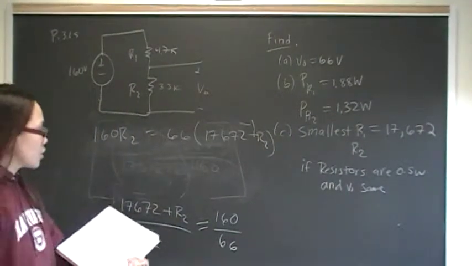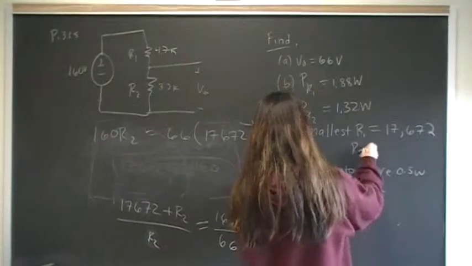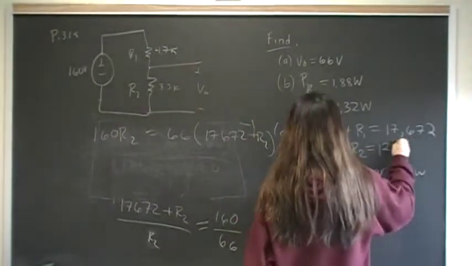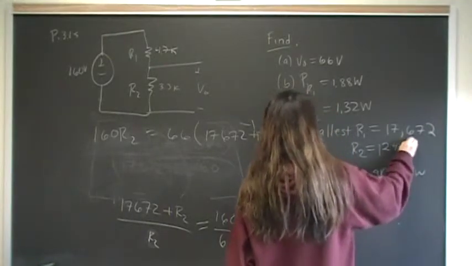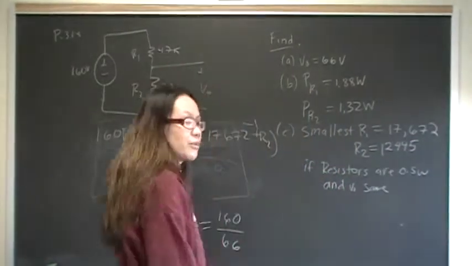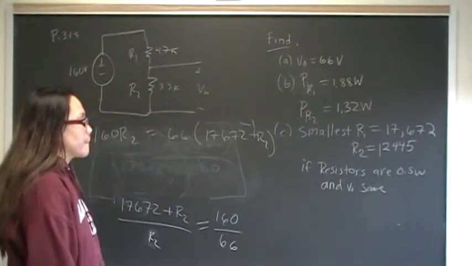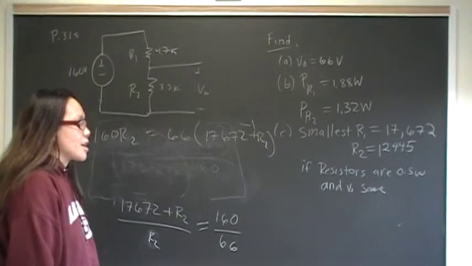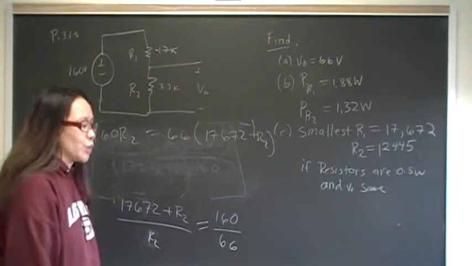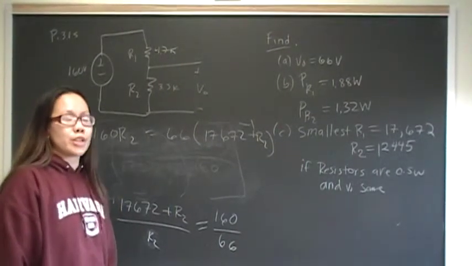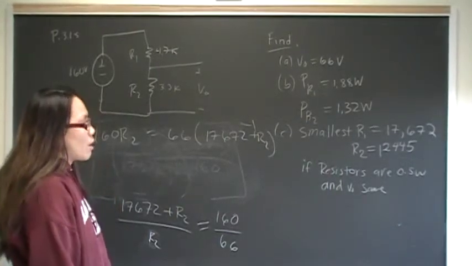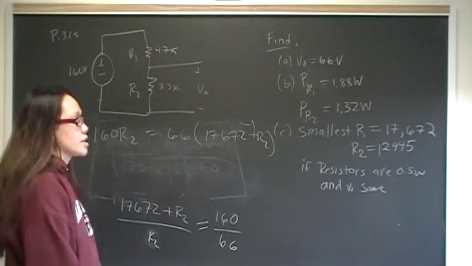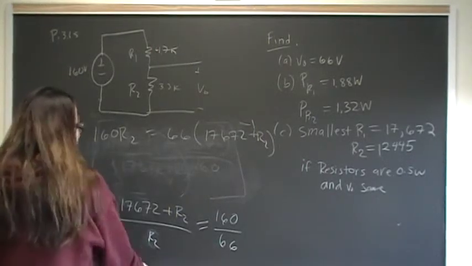But once you solve for R2, I came up with 12,445, but I did some rounding. I think the back of the book has some different values where they don't do the rounding. But no electronics teacher should penalize you if you're off by 10 ohms. If they are, they're officially ridiculous. So anyways, 12.4 K is for R2. And that's it.